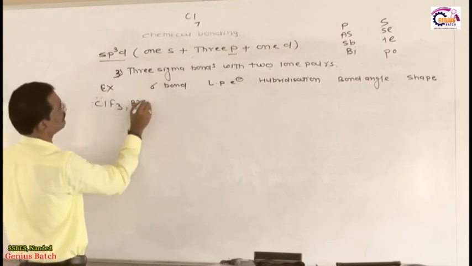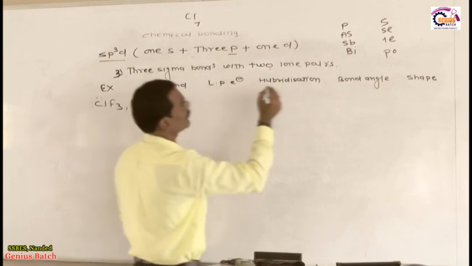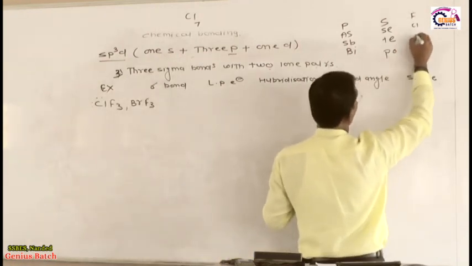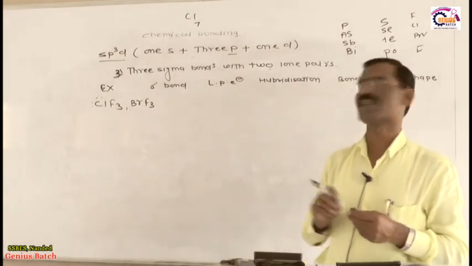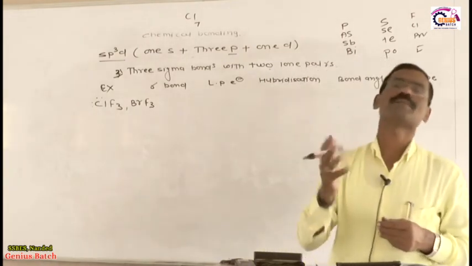Then like ClF3, same for BrF3, because chlorine, bromine, iodine are from the same family. But we cannot consider fluorine in this hybridization due to the unavailability of d orbitals.